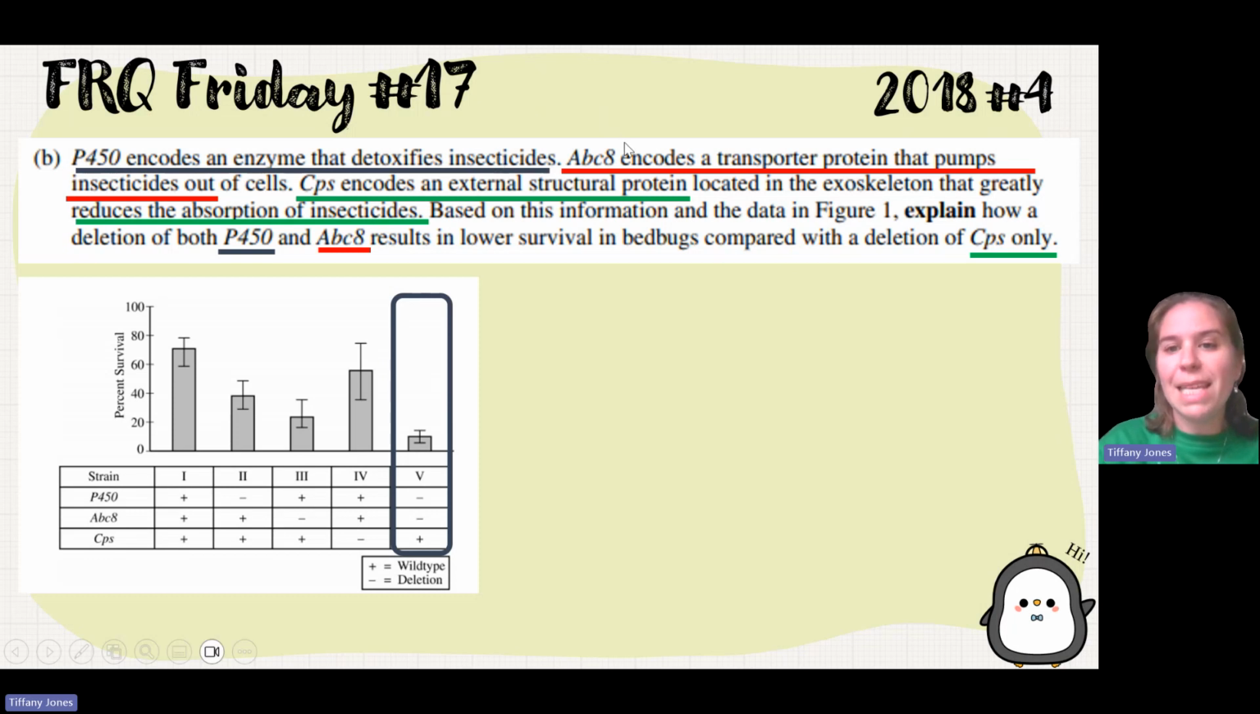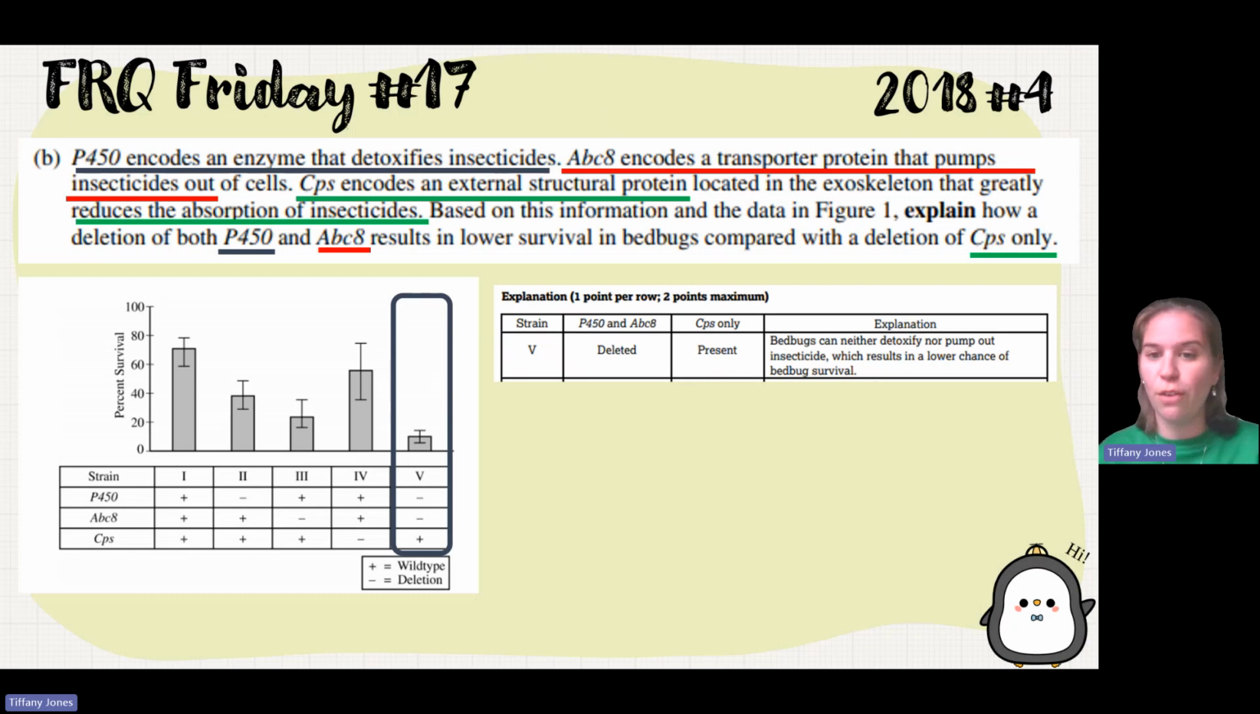And then also ABC8 encodes a transport protein, and that would pump the different insecticides out of the cell. And so this strain is unable to detoxify, and it's unable to transport those insecticides back out. The only thing it's able to do is just reduce the absorption of the insecticides. But those insecticides that do get in are going to cause it to die, which is what we have here with strain 5. We're looking at the deletion of P450 and ABC8, and it only has CPS. So bed bugs can neither detoxify nor pump out the insecticide, which results in a lower chance of bed bug survival.